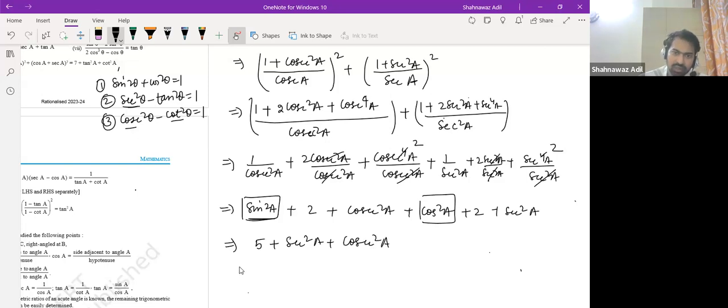Now the right hand side is in terms of tan and cot. So what should we do in here, Shaima? Write sec square in terms of tan square A. Yeah, which is what?